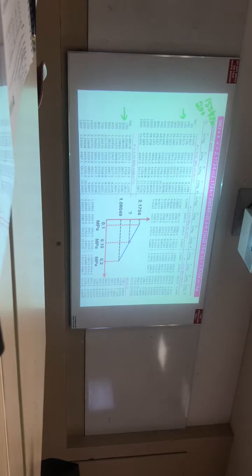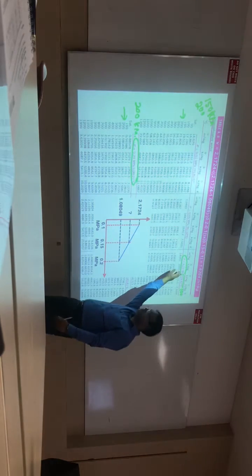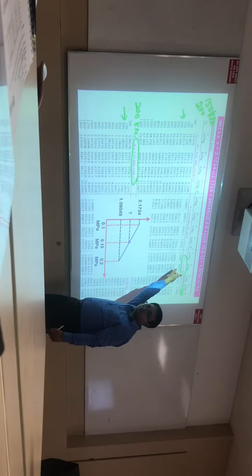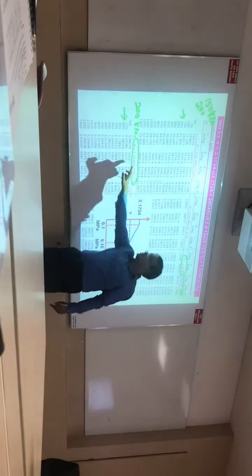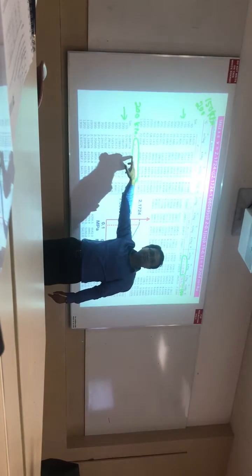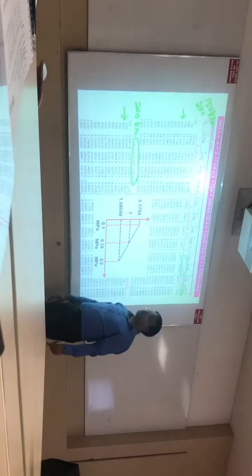So what is the pressure? Pressure I can see 0.1 megapascal, which is 100 kilopascal, and here is 0.2 megapascal, that is 200 kilopascal. That means I need 150. Then I have to do interpolation between 0.1 megapascal and 0.2 megapascal. Alright? Then how to do?